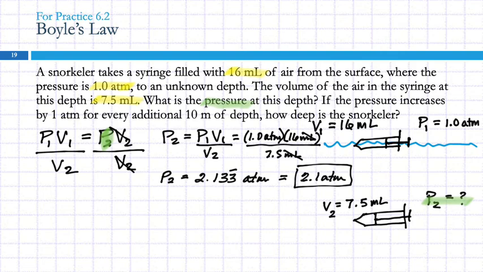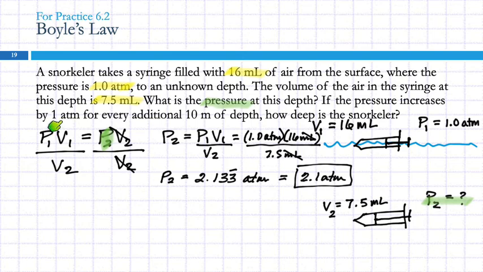Any questions about that one? The second question, if the pressure increases by 1 atmosphere for every additional 10 meters of depth, how deep is the snorkeler? Well, started at 1 atmosphere, and down here we're at 2.1 atmospheres. So it's a little past 10 meters.